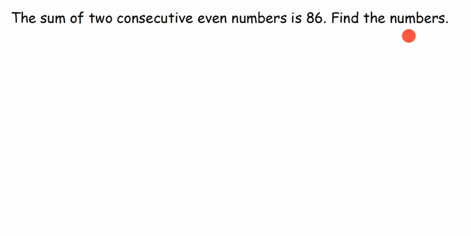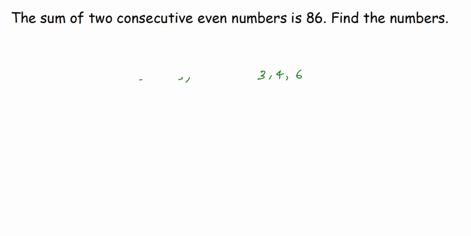Find the numbers. So what do you mean by consecutive? Consecutive means the numbers which come one after the other. For example, 3 and 4 are consecutive numbers, or 3, 4, 5. But can I say that 3, 4, 6 are consecutive numbers? They are not consecutive because here 5 is missing. So the numbers should be one after the other.